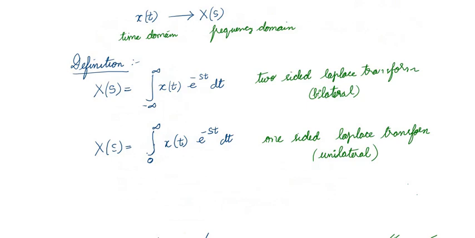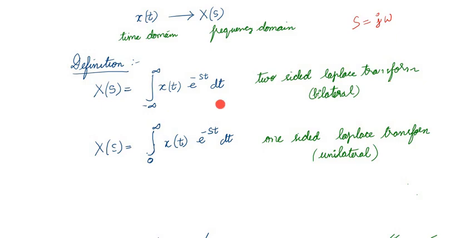See, the main application of Laplace transform is to convert the time domain signal to a frequency domain signal. That is, x of t is converted to capital X of s. This is the convention. In time domain, we will use the small x. In the frequency domain, we will use capital X. It's a function of t. This is a function of s. s is nothing but j omega, where omega is the angular frequency.